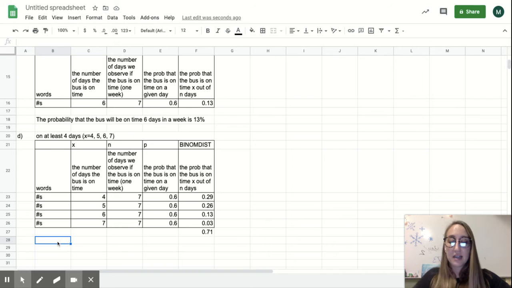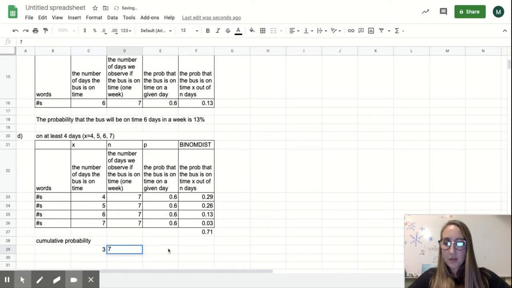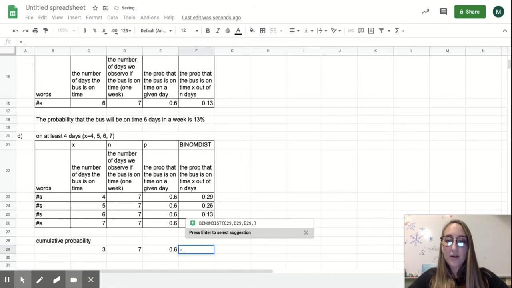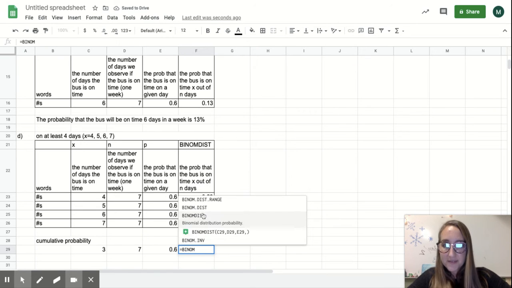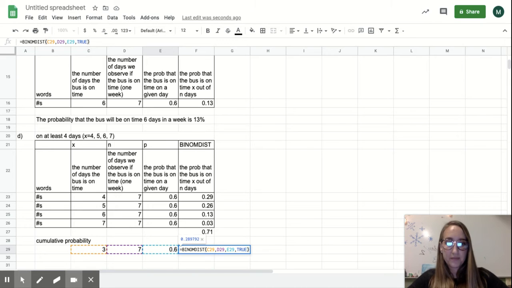So here is a different thing we can do. It is called the cumulative probability. I probably spelled that wrong, but that's okay. Okay, so I'm going to say x equals 3, and I'll show you why. Okay, so n is 7, probability is 0.6, that hasn't changed. But now when I calculate the binomial distribution, okay, I'm going to do x, comma, n, comma, p, and then I'm going to add the word true.